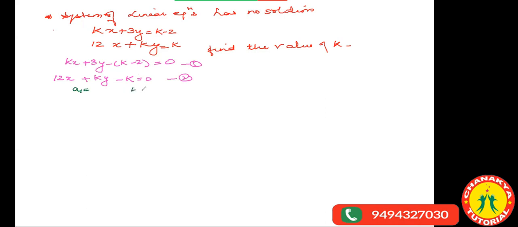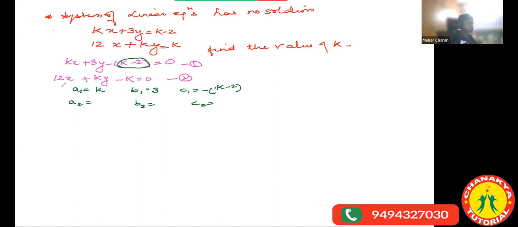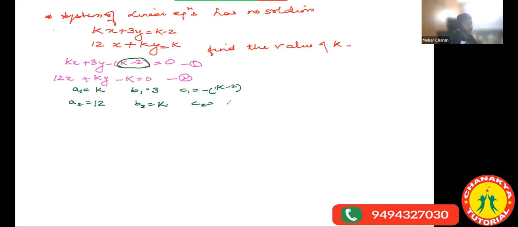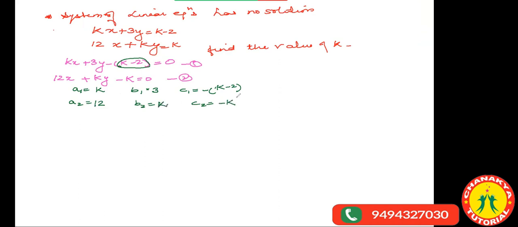Beta, tell me the values of A1, B1 and C1. Ma'am, A1 is k, B1 is 3, and C1 is minus (k minus 2). Now, quickly just tell me the values of A2, B2 and C2. Ma'am, A2 is 12, B2 is k, and C2 is minus k. Yes.